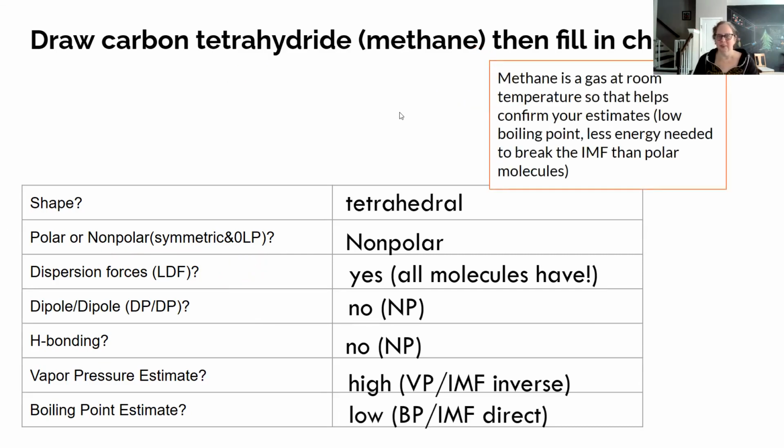Methane, which is carbon tetrahydride, is a gas at room temperature. So a low boiling point confirms it's probably a non-polar substance. It needs less energy to break apart those intermolecular forces. We're not talking about intrabonds, the covalent bonds on the inside. A CH bond is hard to break. An HO bond is hard to break. We're talking about the weaker ones, the intermolecular forces between molecules.